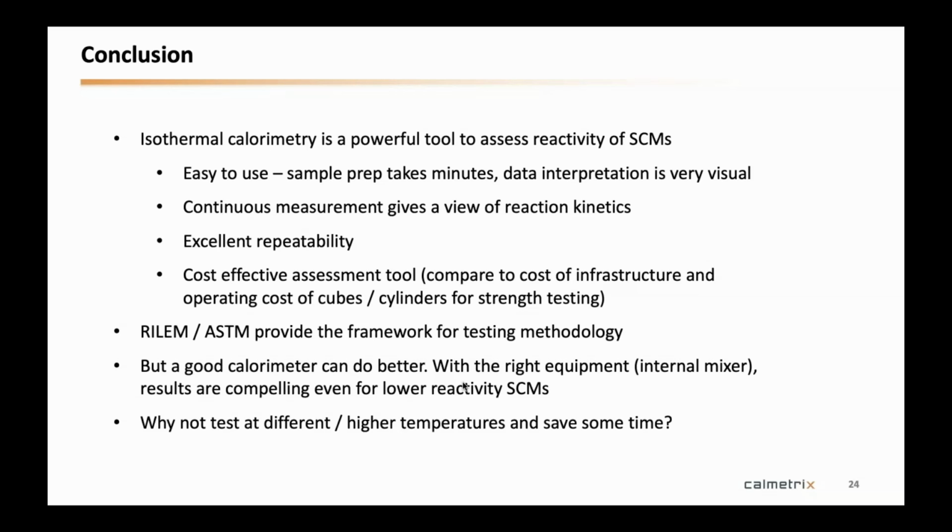Second point that we want to make is that, well, thank you, RILEM and ASTM, for providing the framework and the testing methodology, because it actually puts something on paper that we can hold on to as a good starting point when we do our research. Just don't forget to experiment a little bit more and make it better. And with a good calorimeter, you can easily use internal mixing and get compelling results even for lower reactivity SCMs. So to me, there's no real reason to restrict ourselves. We should just use the tool to the full extent of what it's meant to.